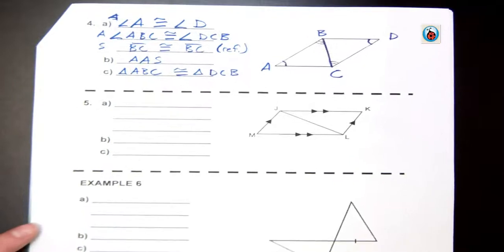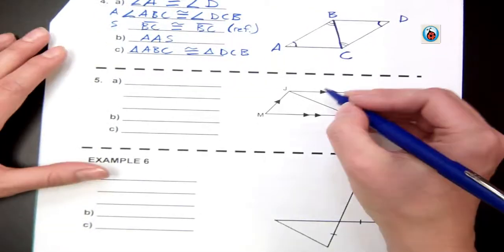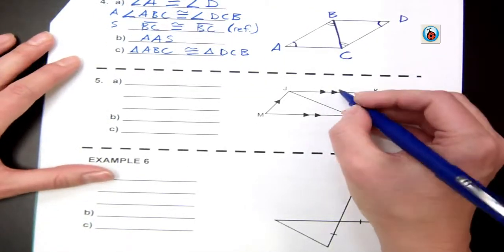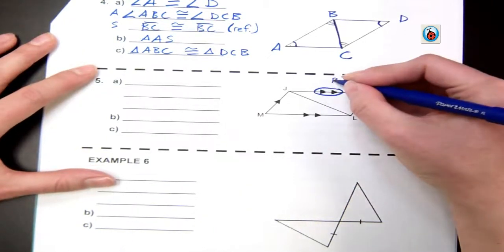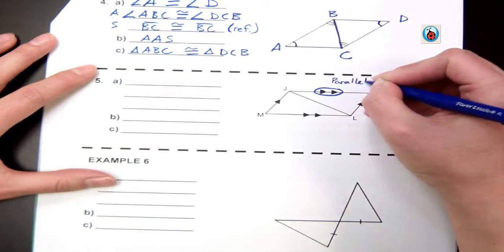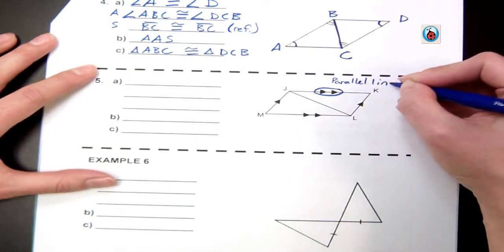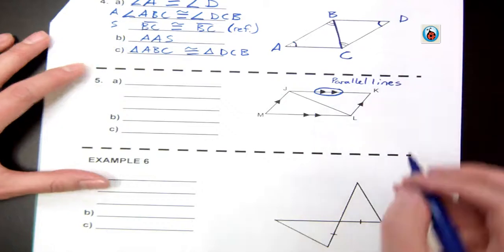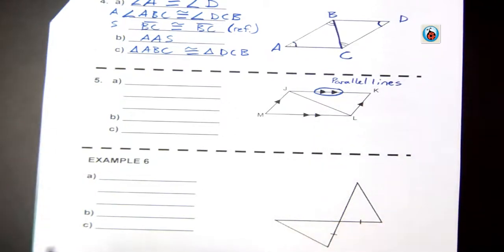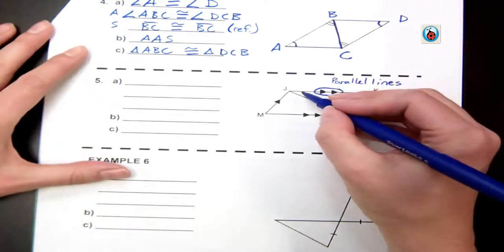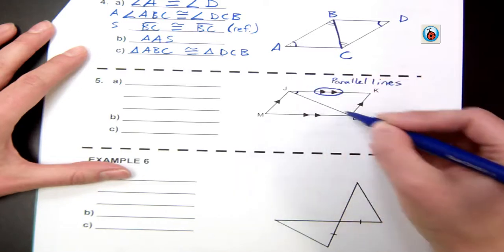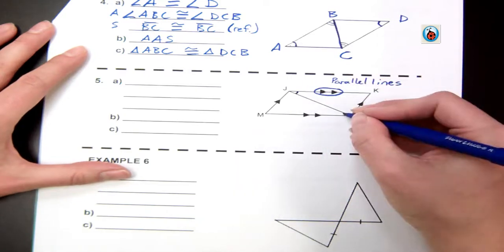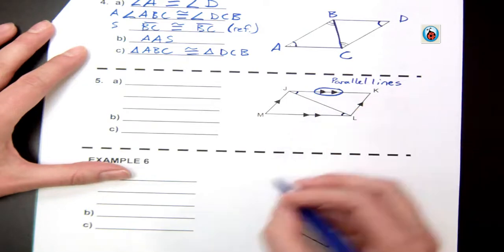Alright, so number 5 has something else going on, which is we have our arrows. Arrows mean that our lines are parallel. This does not mean the lines are the same length. It means they are parallel. When we have parallel lines, we know nothing about the length, but we do know that we can find some congruent angles from them. So our first step is going to be to look for our alternate interior angles. If this is my transversal for my parallel lines, these angles have to be congruent.